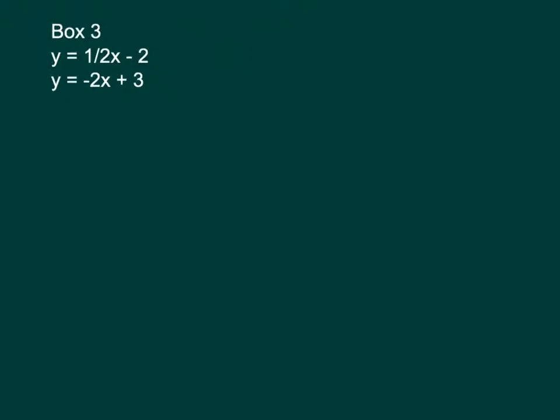Alright, in box 2, copy down these two equations. We have the system of equations y = 1/2 x minus 2 and y = negative 2x plus 3. So we get the same variables, x and y, on both, so we can solve them. We're going to set these two expressions, 1/2 x minus 2 and negative 2x plus 3, equal to each other. So you get 1/2 x minus 2 equals negative 2x plus 3.